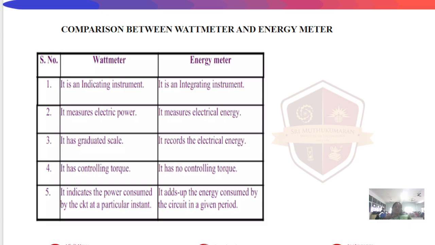Wattmeter is used for testing and laboratory purposes. The energy meter is used in homes and industries to measure electricity consumption. So simply remember, wattmeter measures power at a particular moment. Energy meter measures total energy consumed over time.